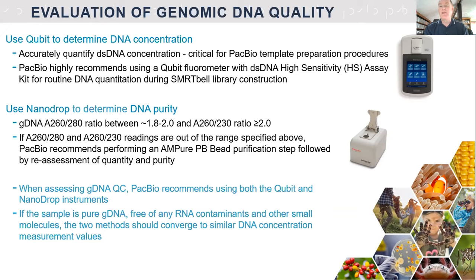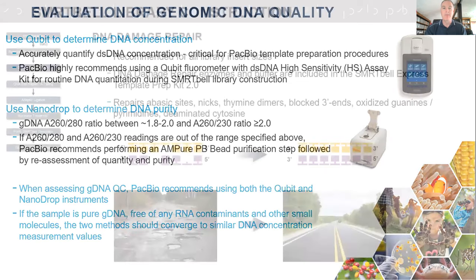The other thing that we look for is we want similar values from the Qubit and the NanoDrop. So if these values are too far apart for measuring the DNA concentration, it suggests that there's a lot of contaminants in your sample. It could be RNA or nucleotides or phenolics or whatever else. So we want a convergence really between the Qubit and the NanoDrop data to get those as close as possible. The closer they are, most likely the cleaner it is and the better it will be.